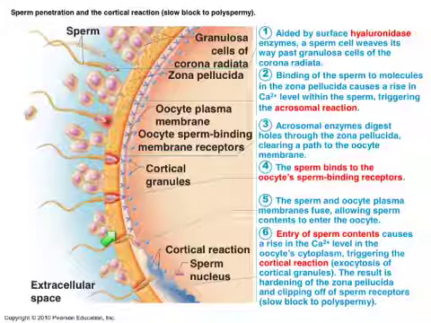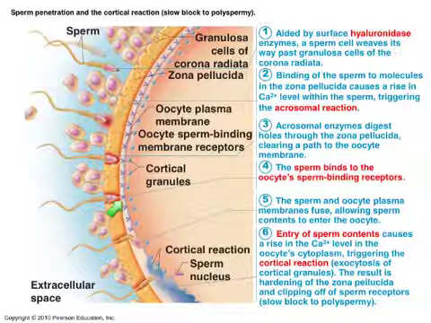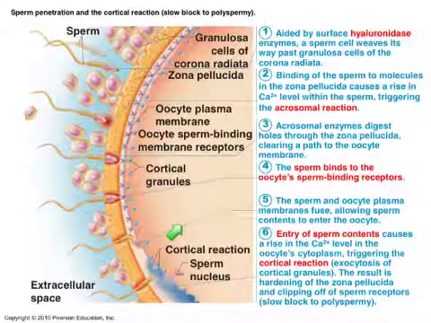But once that sperm does make it through, it binds to receptors on the surface of the oocyte. The plasma membrane of the sperm and the oocyte fuse so that the nucleus in the head of the sperm enters into the oocyte.